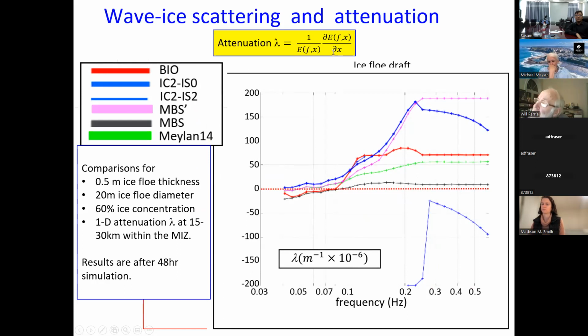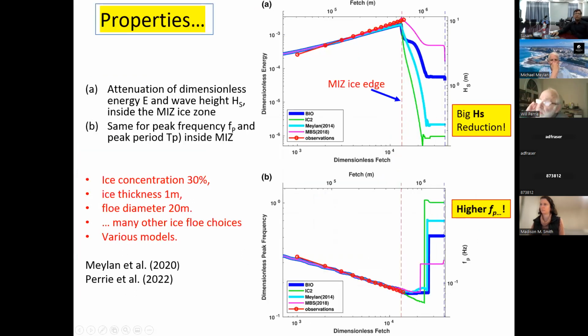And attenuation is defined like radiation attenuation, dE/dx over E. And so what we see here is IC2 behaves kind of interestingly, and I don't know how to explain that because it's not my model. But the other models kind of go up and either they flatten out like MBS prime, or they kind of roll over like some of these other models, but it's not a pronounced thing. The big note to give you is how different these models are.